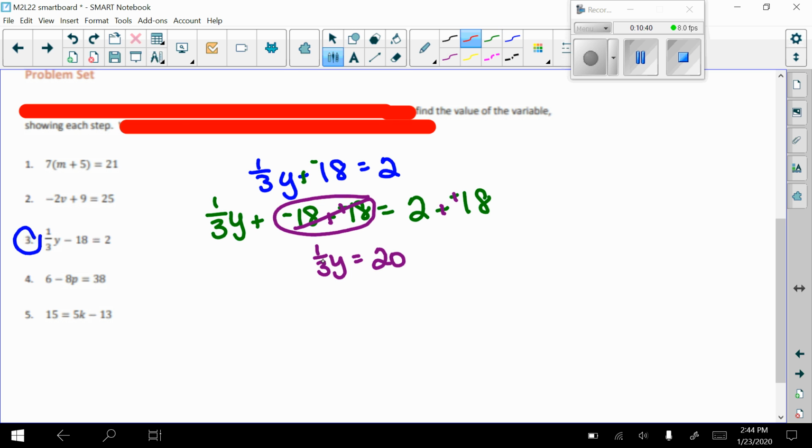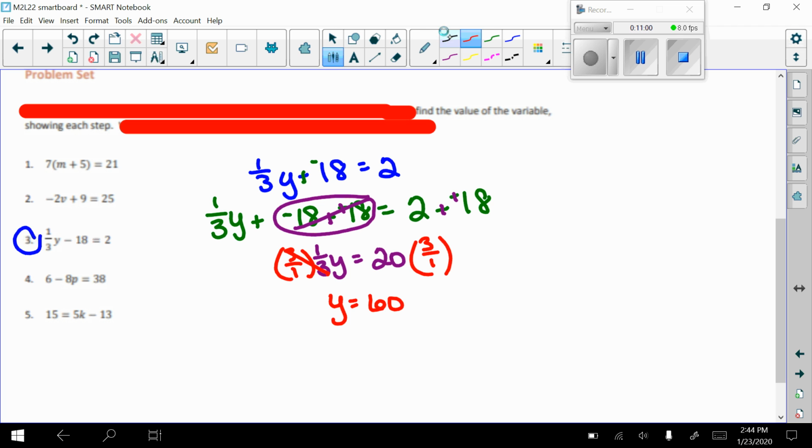All right, so now we undo our coefficient. Our coefficient is 1/3. What is the reciprocal? 3/1. The 3's cancel. If I multiply by 3/1 on the left, I multiply by 3/1 on the right. Y equals 60.